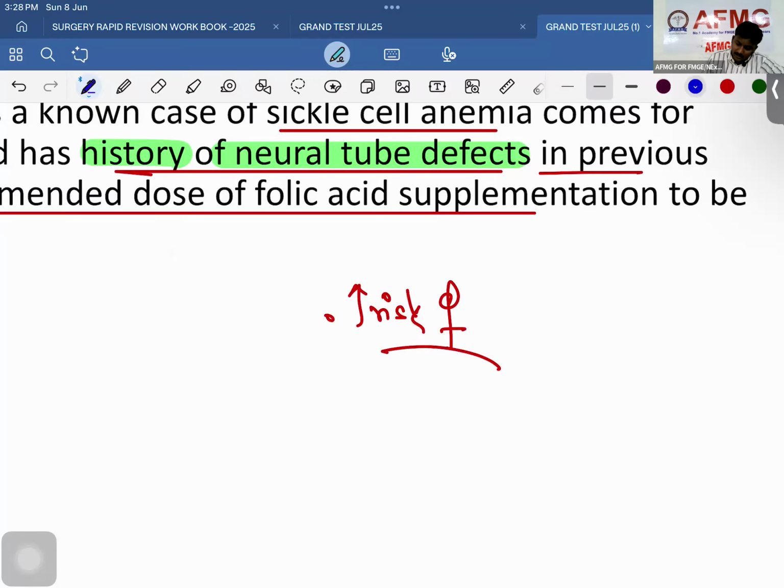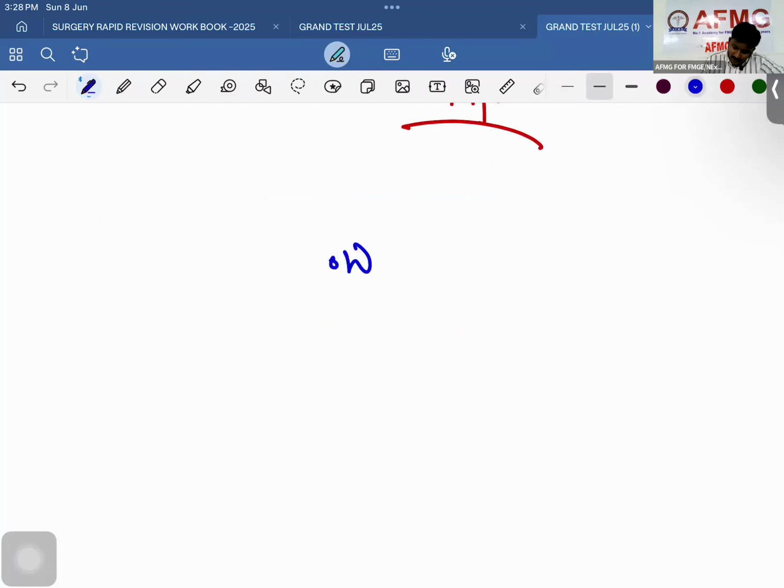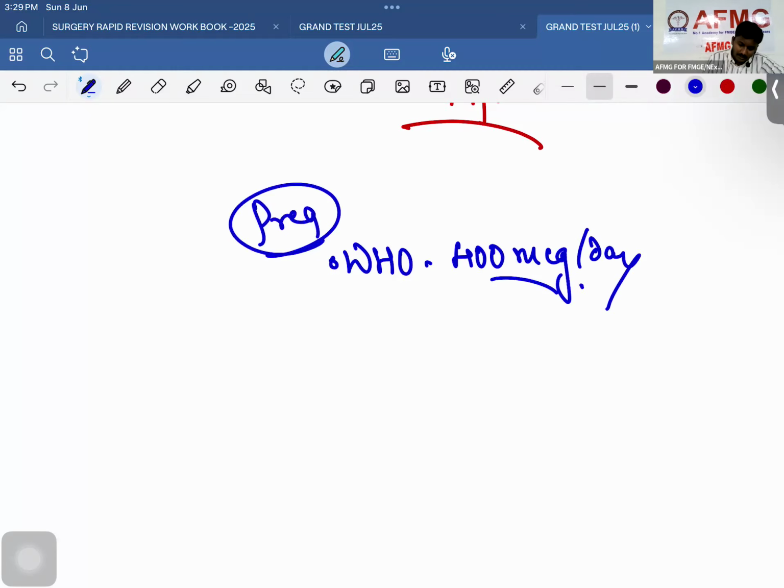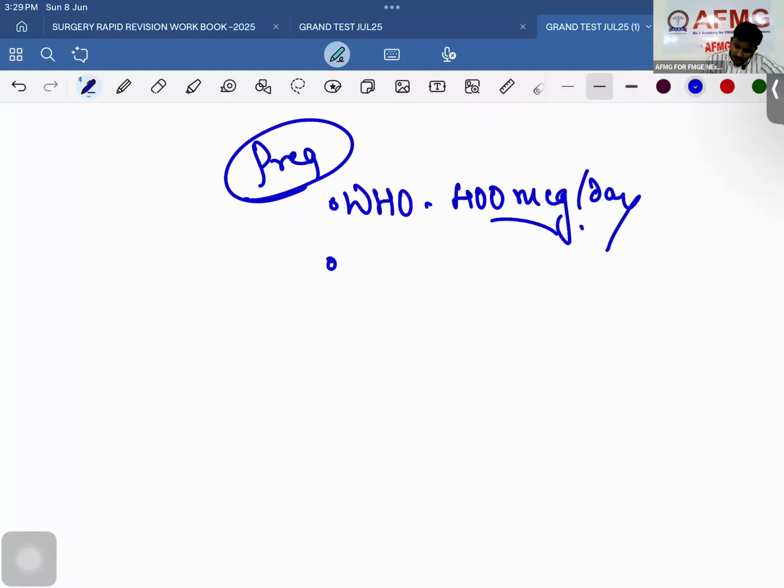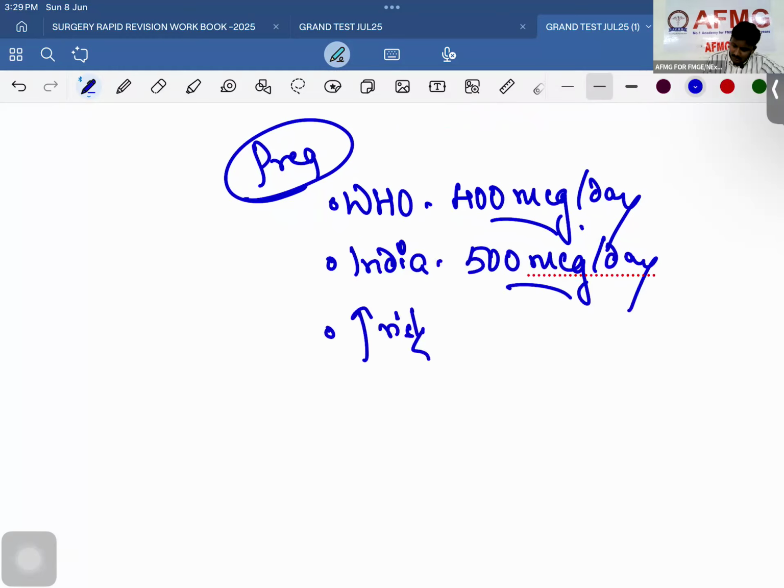Yes. Now, normally, अगर मैं पूछूं that, please tell me beta, that WHO recommended dose of folic acid is? WHO recommended dose in normal pregnant females is going to be 400 micrograms per day. Next, Indian folic acid tablets contain how much? So we know that India may definitely beta, the folic acid tablets that we have, they contain 500 micrograms per day. If they ask you beta high risk females, the dose is going to be 4000 micrograms per day.